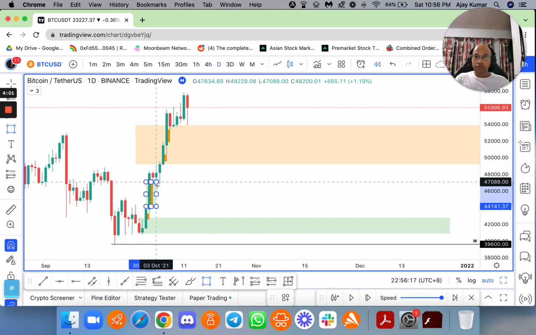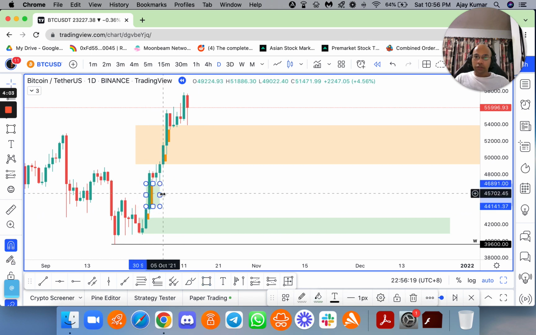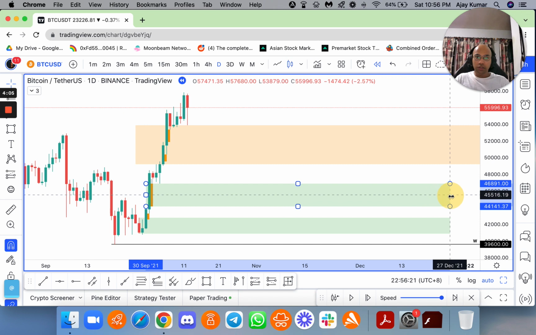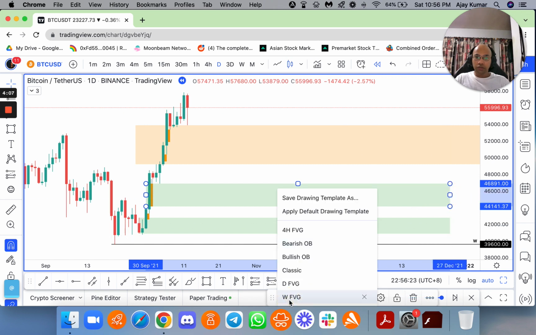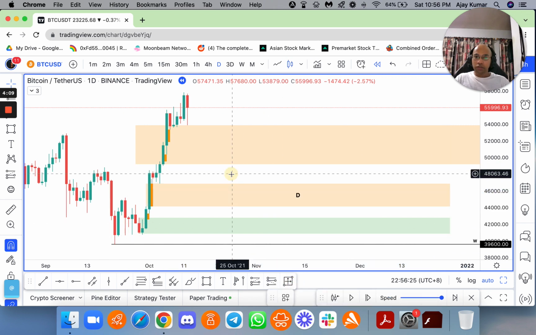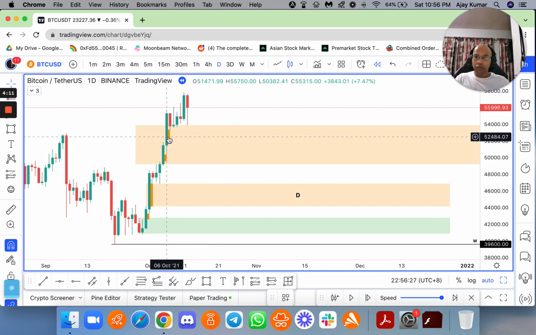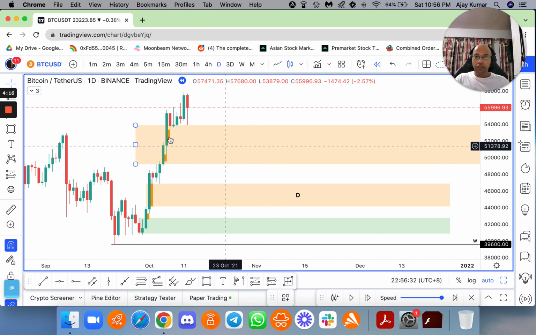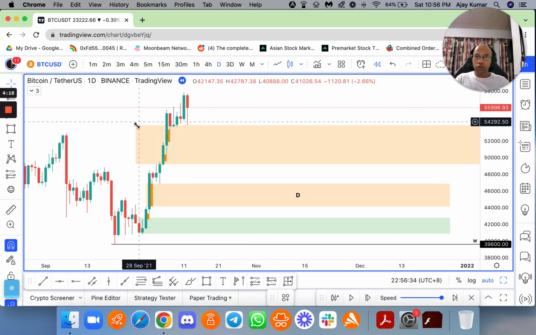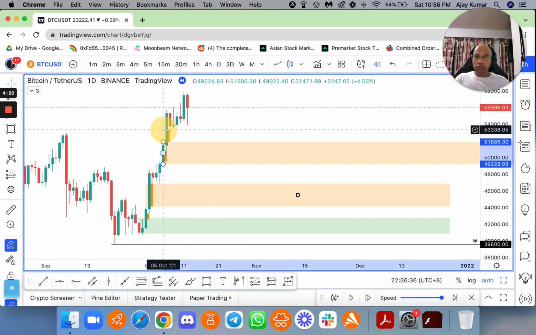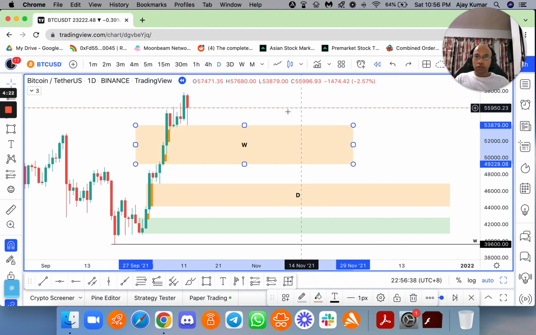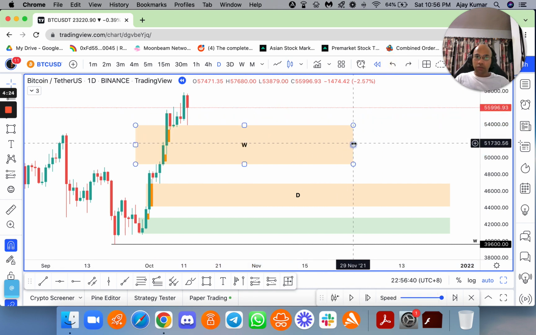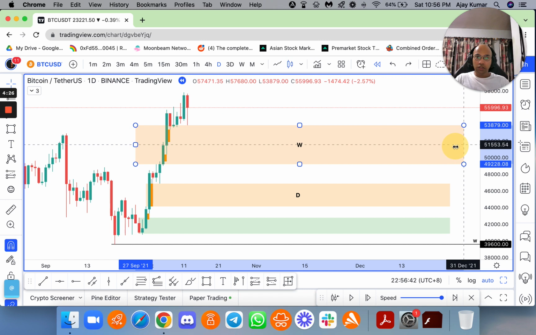Okay, there's a fair value gap here. Let's mark it out. Weekly, daily fair value gap. Okay, there are other fair value gaps here. So this is the weekly fair value gap that we marked earlier. Now we are on the daily. We can refine our... Okay, wait, no. This is the weekly fair value gap that we marked earlier.